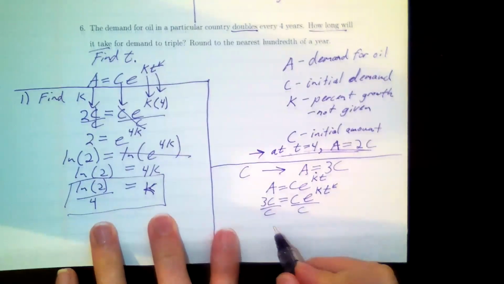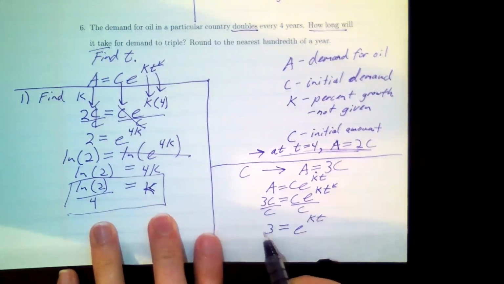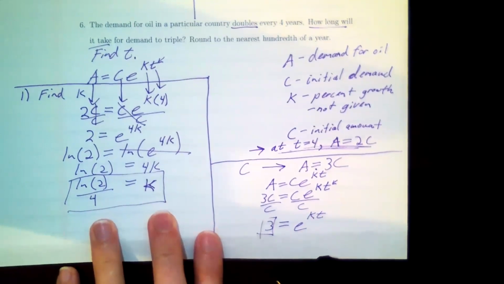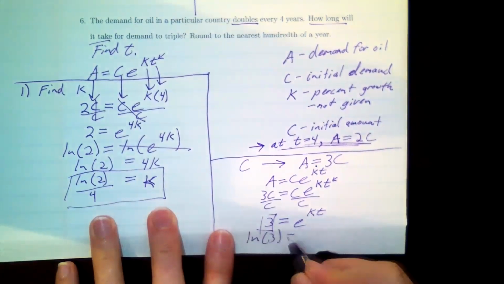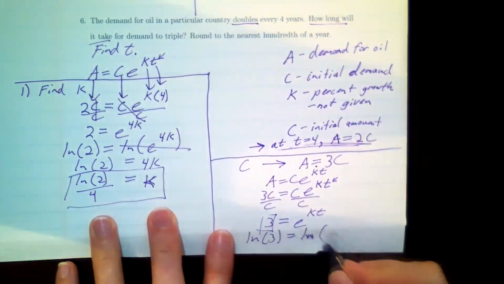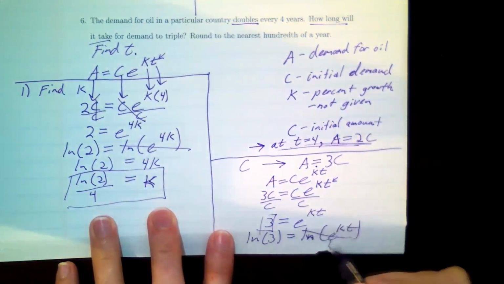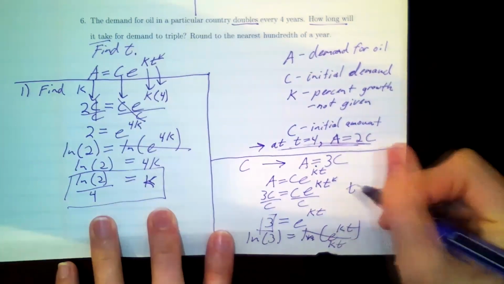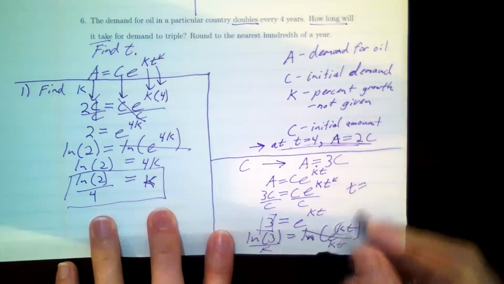You divide both sides by C. You get 3 equals e to the KT. And again, this is no coincidence here. That's your tripling. 3 equals e to the KT. Take the natural log of both sides. ln of 3 is equal to KT. Divide both sides by K. You will have T is ln of 3 divided by K.